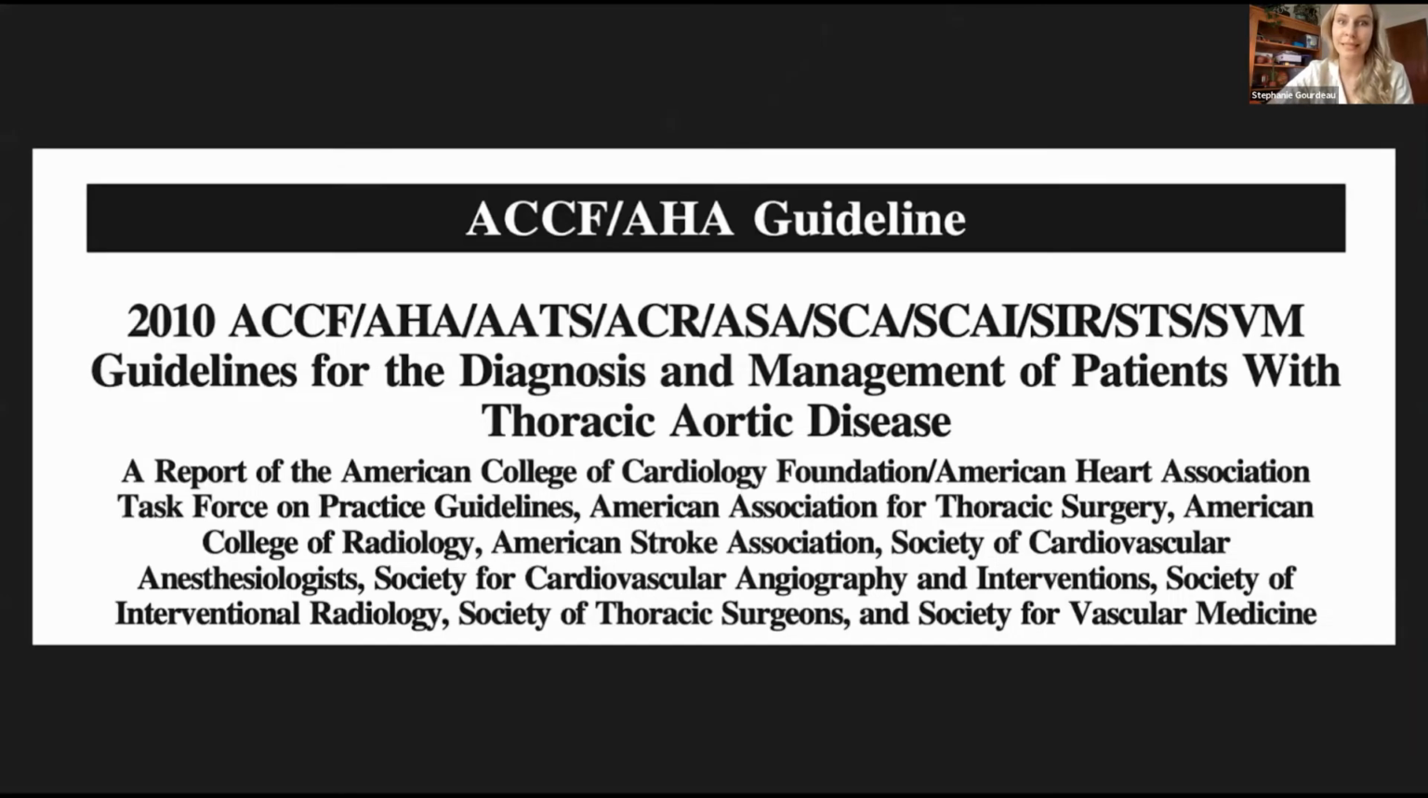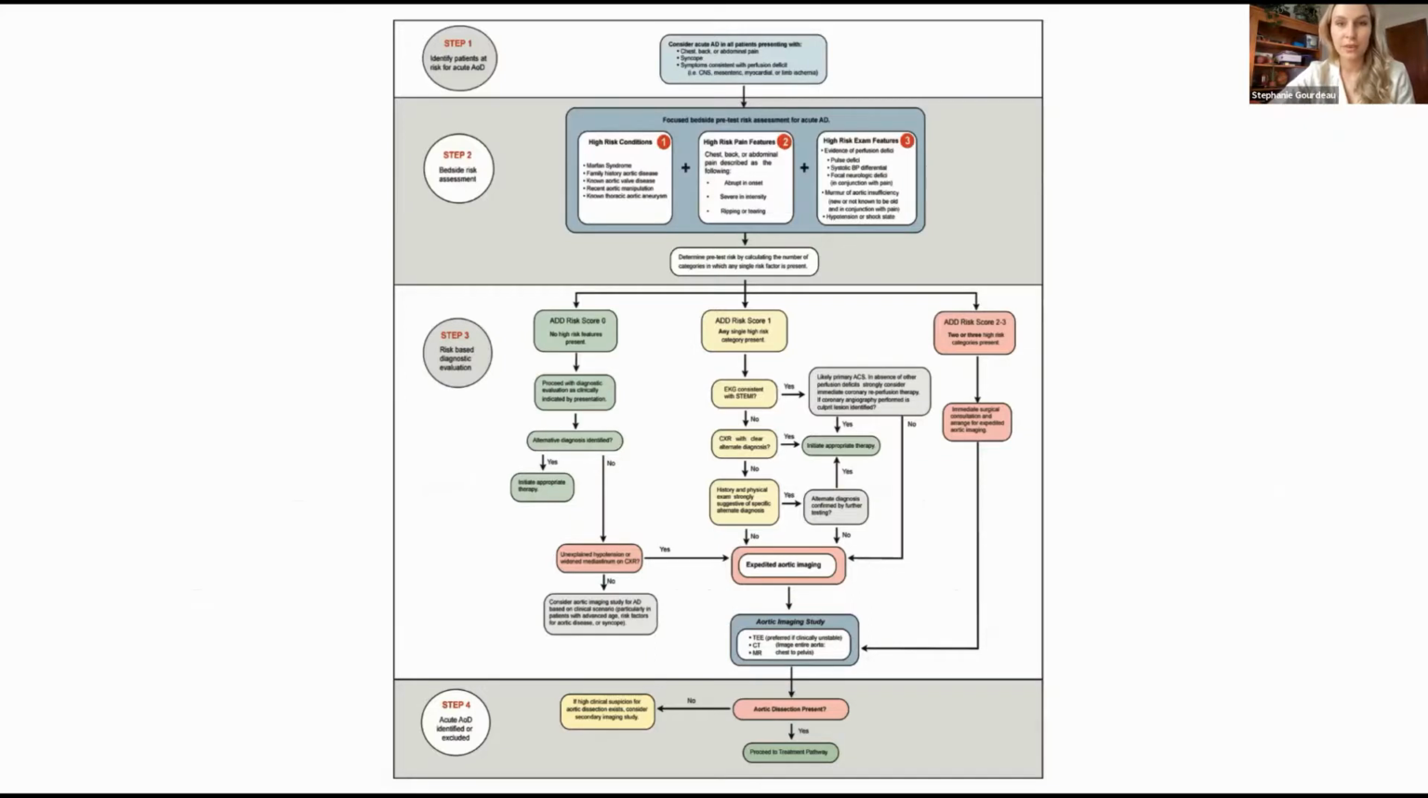So it all started in 2010 when the American College of Cardiology Foundation, the ACCF, and the American Heart Association, in collaboration with other associations, released the following guidelines for the diagnosis and management of patients with thoracic aortic disease. These guidelines included an aortic dissection pathway. So they proposed 4 steps.